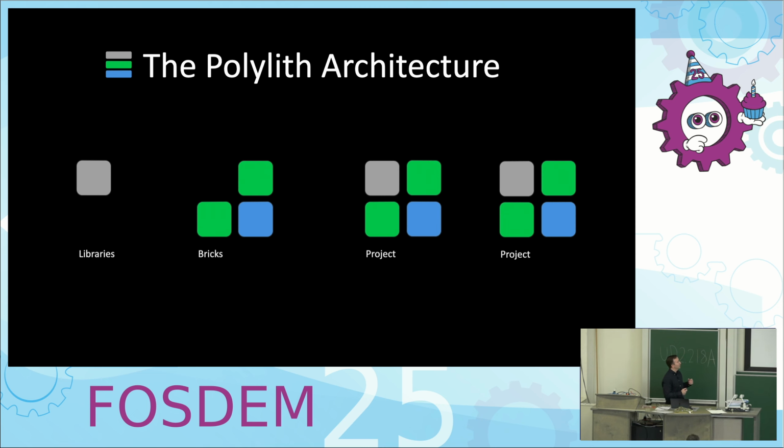And then we have something called libraries, which is basically the third-party dependencies that we use. So FastAPI, requests, Pydantic, all that good stuff that we need in our projects. The combination of a selection of libraries and a selection of bricks becomes a project. So in Polylith we have one or several projects, and each project just picks the bricks and the libraries that it needs to be deployed.